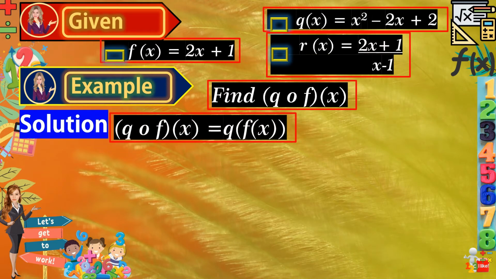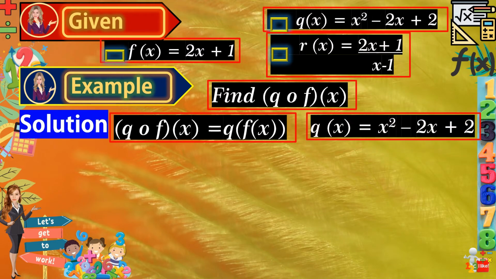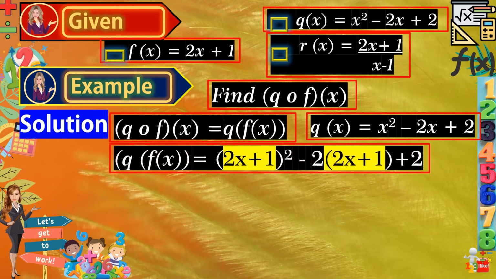Let us copy first the given q of x, which is x squared minus 2x plus 2. Then, replace all x here by the given value f of x, which is 2x plus 1. Let us now simplify again using the FOIL method and distributive property.